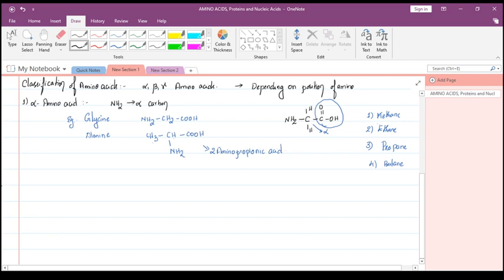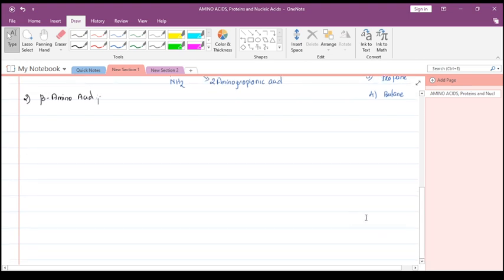Now we have another one, beta amino acids. What are these beta amino acids? As we know, if the amino group is present on the alpha carbon, it is known as alpha amino acid. If the NH2 group is present on the beta carbon, then they are known as beta amino acids.